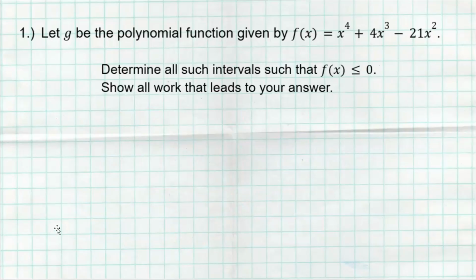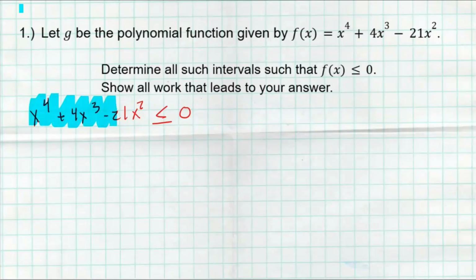All right, the next question says to determine all such intervals such that f of x is less than or equal to 0. So basically we're taking our function x to the 4th plus 4x cubed minus 21x squared, and we're figuring out where it's less than or equal to 0. Now remember, what does less than or equal to 0 mean? That means negative. We're looking for where this overall output is negative or equal to 0.